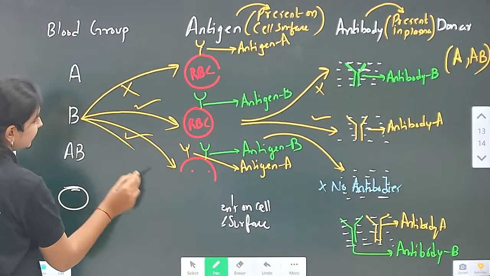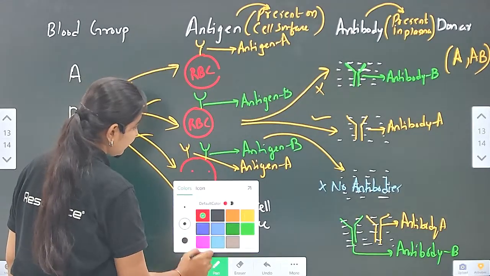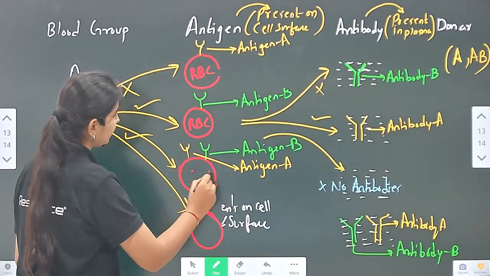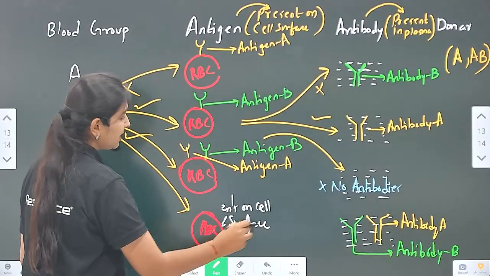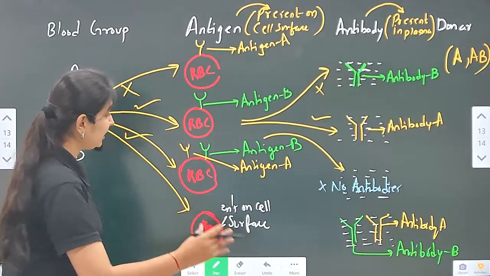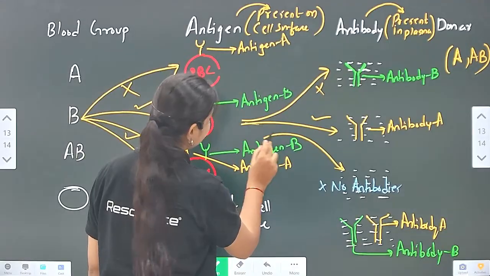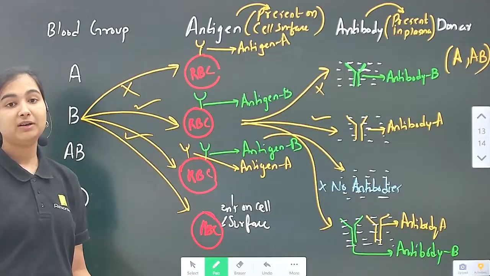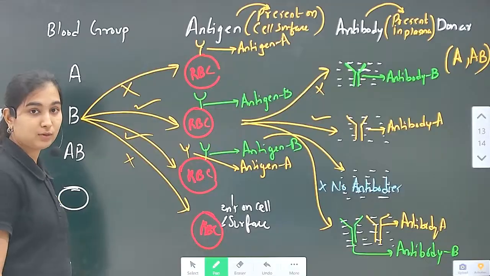But what about the O? In the O, what happens? In the O, on the cell surface, we have no antigens. But what should we look for? We should look for the plasma. What exactly is present in the plasma? We have the antibodies. When it goes into the plasma, what will happen? Here they have both antibody A and antibody B, so there would be clumping. That's the reason it cannot donate to O.